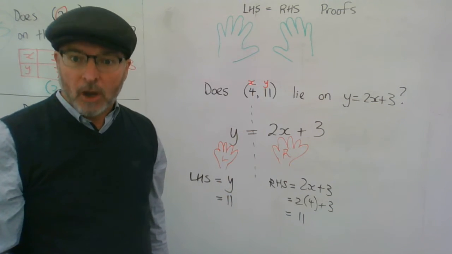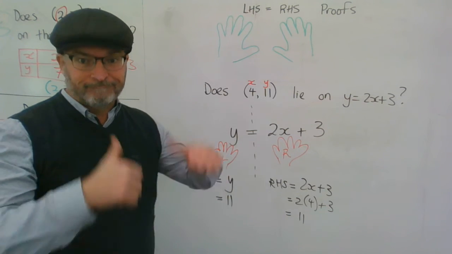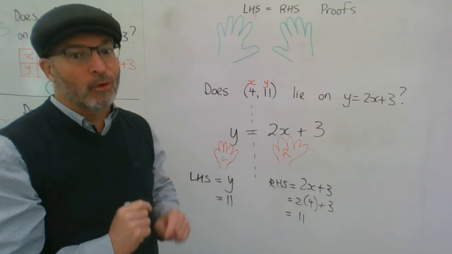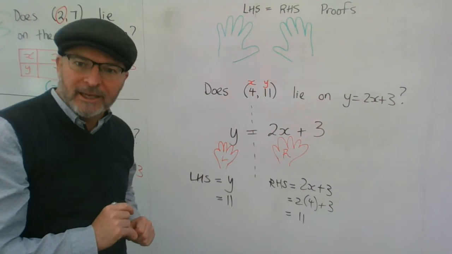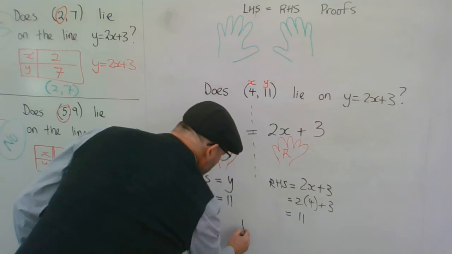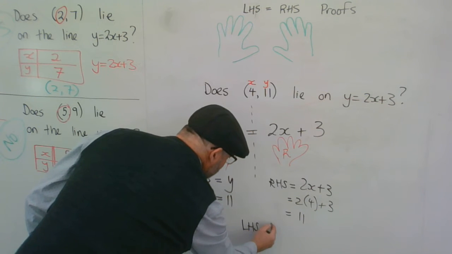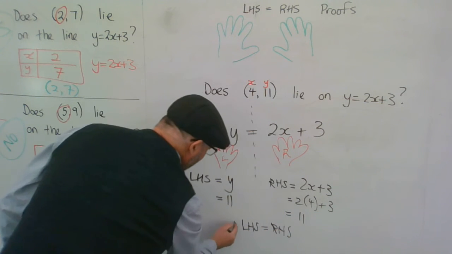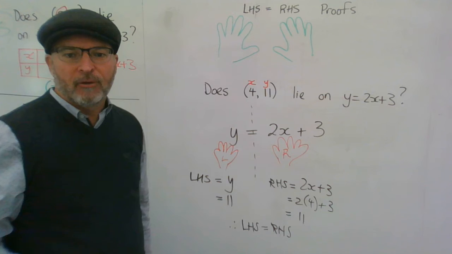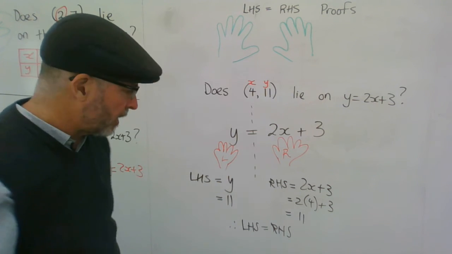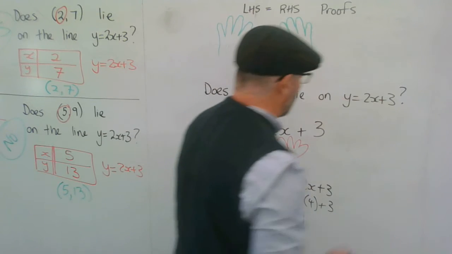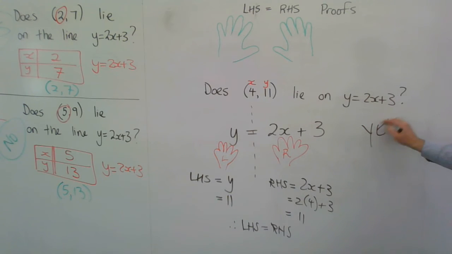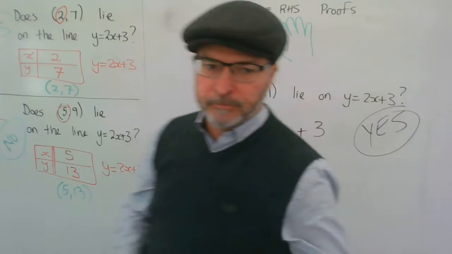Does the left-hand side equal the right-hand side? Yes. Therefore, the point does lie on the line because it satisfies the equation. Left-hand side equals the right-hand side, right? Therefore, the left-hand side equals the right-hand side. So, the point does lie on the line. The answer is yes. That point does lie on that line.